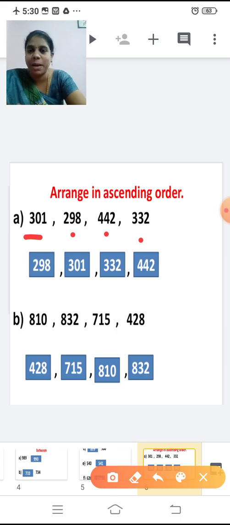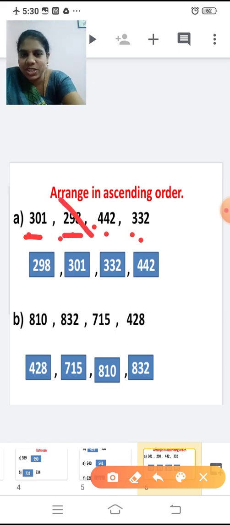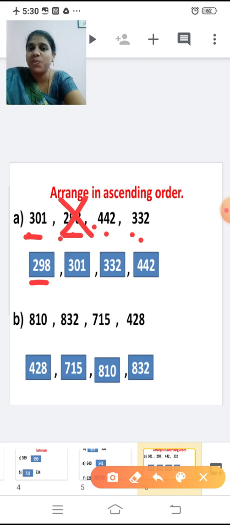You're going to arrange the numbers from smallest to the biggest, right? Now which is the smallest? See the digit at the hundreds place. So which is small? Here we have 3, 2, 4, 3. Now tell me which is the smallest number? Yes, 298. So write it down. 298, comma, then which is the smallest?